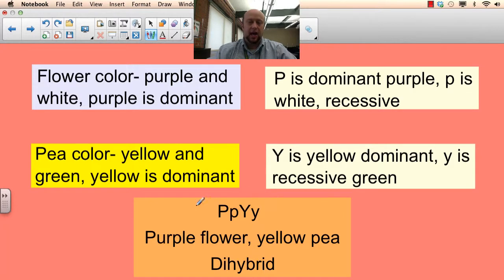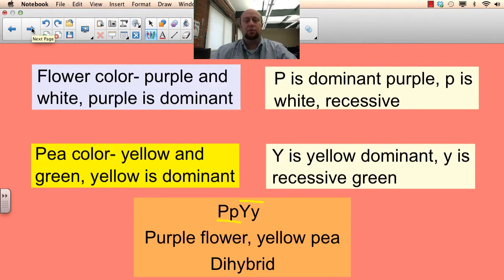So if we had a dihybrid, meaning for both traits, the P's here are for the flower color, and then the Y's here are for the color of the actual pea. So purple, yellow. Now, this would be a purple flower, yellow pea plant, but it's a dihybrid. So the phenotype is purple flower, yellow pea. The genotype is capital P, lowercase p, capital Y, lowercase y. So how does all that work out?